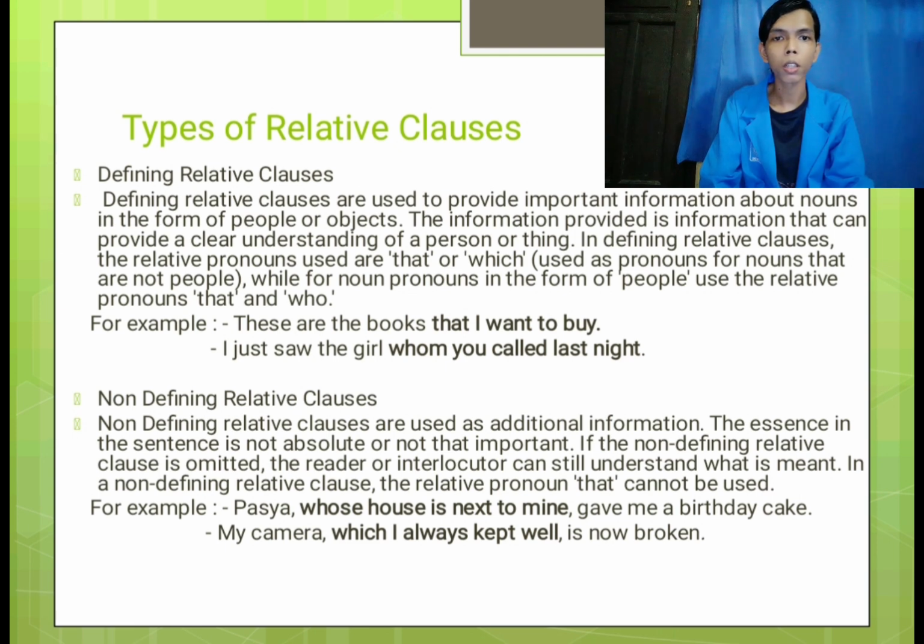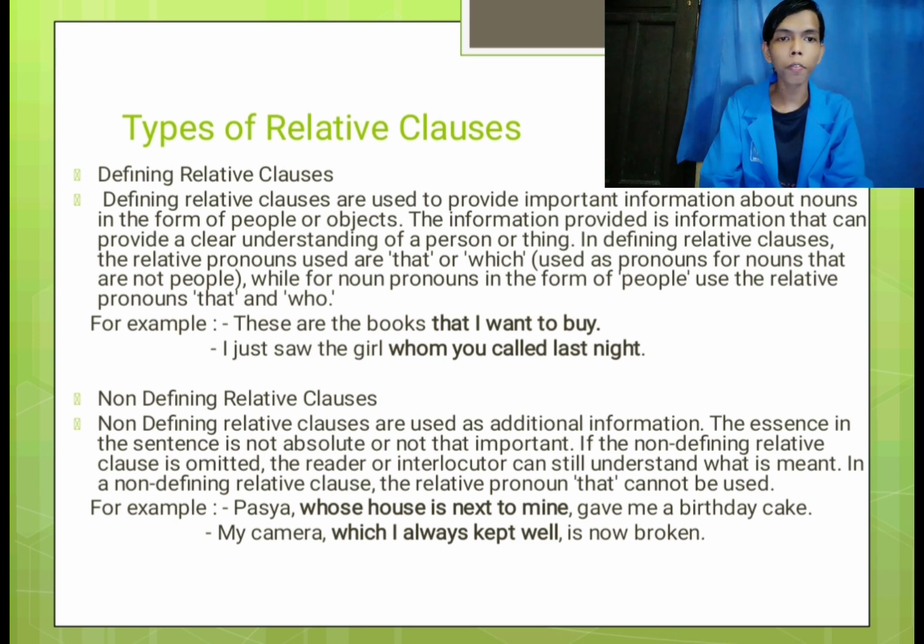For example, these are the books that I want to buy. The second is, I just saw the girl whom you called last night. And the second type is non-defining relative clause. Non-defining relative clauses are used as additional information. The essence of the sentence is not absolute or important.